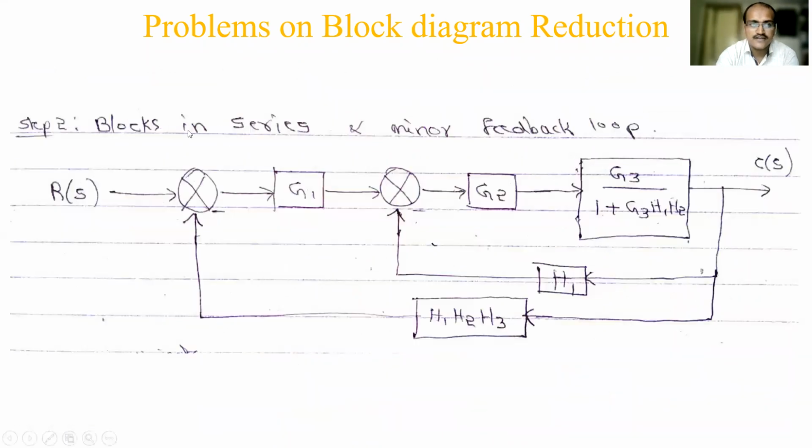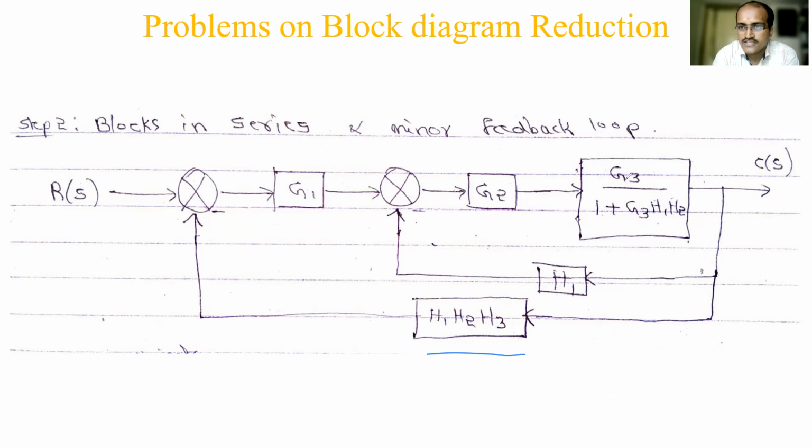I will just write the sentence: blocks in series and minor feedback loop about step 2. So this is what I did. In the bottom one, all the 3 blocks I clubbed into one, H1, H2, H3. And here you had one block, H1 into H2, and then I have replaced it with a minor feedback loop. I have eliminated it and made it a single block.